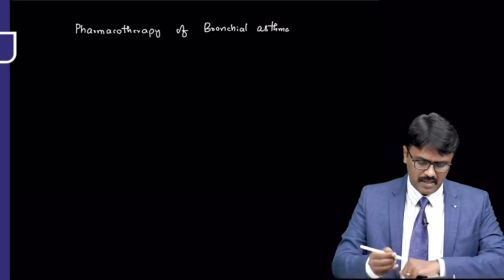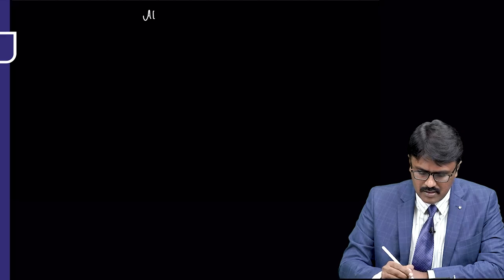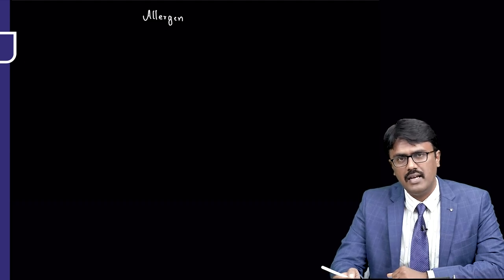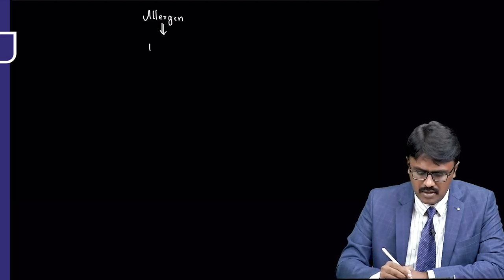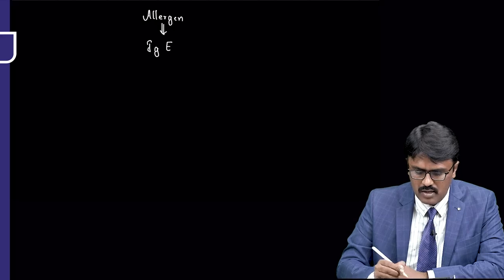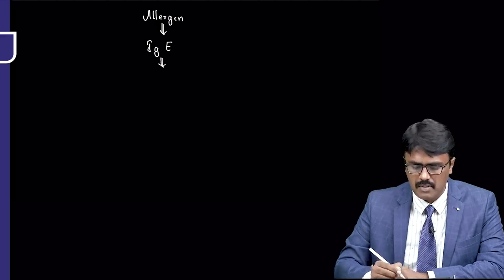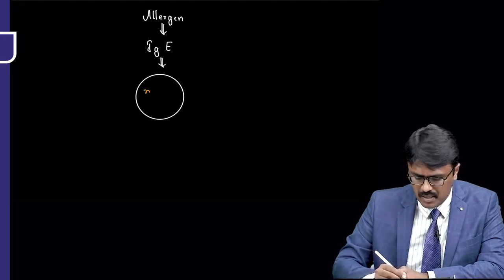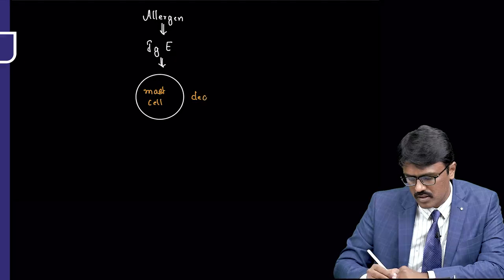Let's start. As I told you earlier, the triggering factor for asthma is allergen. So allergen may be dust, mite, pollen. Whenever the patient gets exposed to allergen, there is activation of the immunoglobulin, that is called IgE. Now this IgE will come and sit on the mast cell. So this is the mast cell. This mast cell undergoes degranulation.